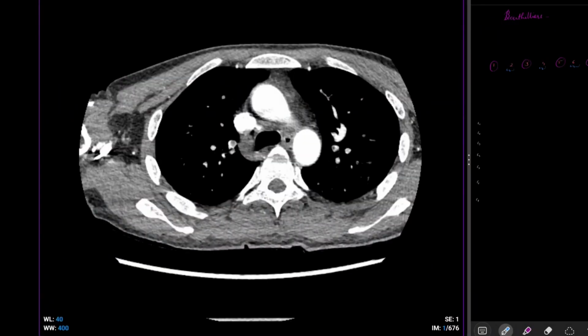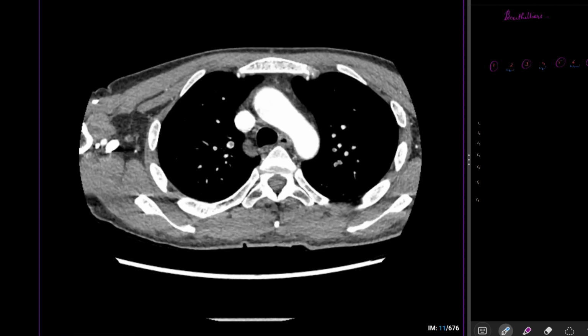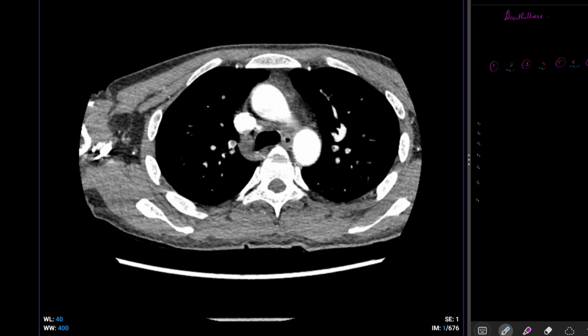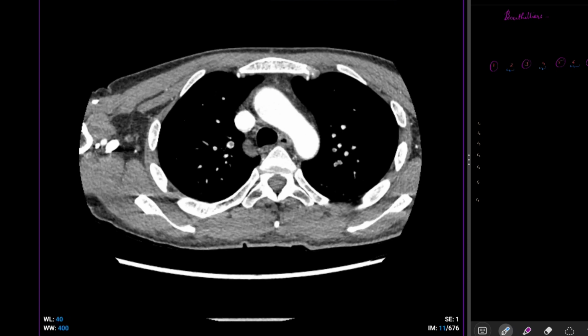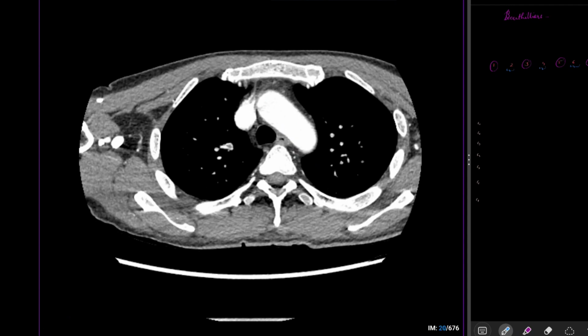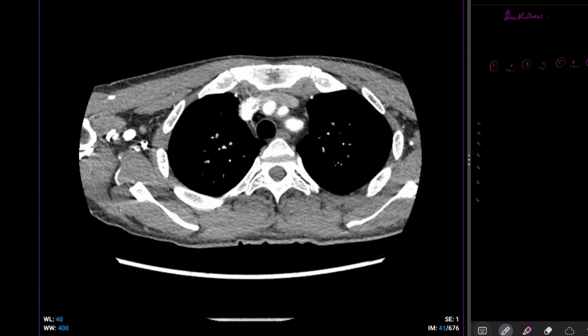axial CT, contrast enhanced CT angiobrain. Here we can see at the level of the thorax the two arteries, that is the ascending aorta and the descending aorta. If we scroll cranially, we can see the arch of the aorta over here. If we scroll more cranially, we can see the branches of the arch of the aorta.